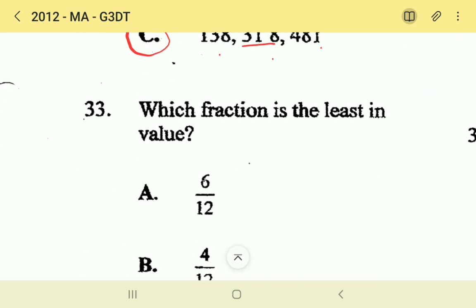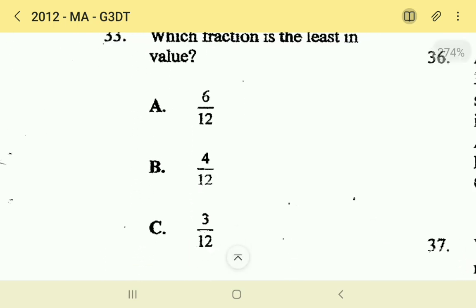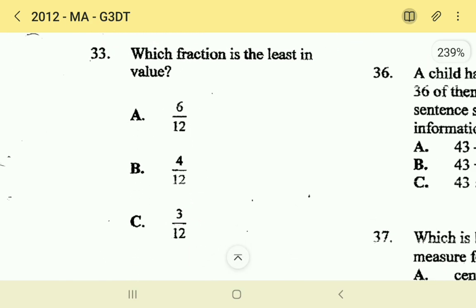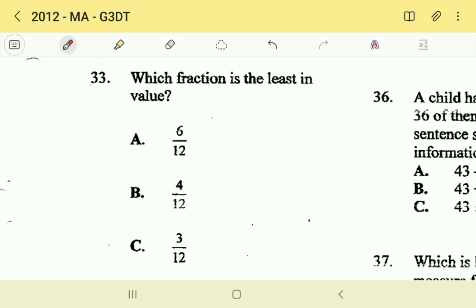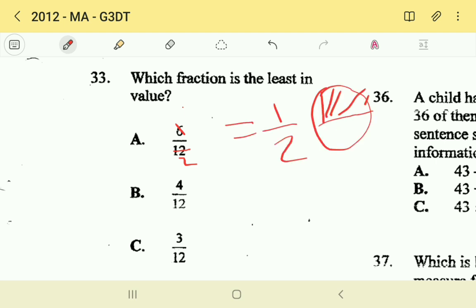Moving on, 33. Which fraction is the least in value? So you have 6 over 12, 4 over 12, and 3 over 12. If you were to reduce this, 6 over 12, 6 into 12 is 2, so this is a half. It's like you have a circle and you take out a half of it. That's what that one is saying. This one is 4 over 12, which is a quarter, I mean a third.